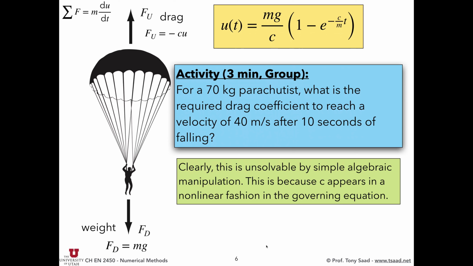Clearly, as most of you have found, this is unsolvable because of the way that c shows up in the equation. We say that c shows up in a nonlinear manner. We couldn't do anything to try to extract c out of this equation, so essentially write c as a function of u and m and g and t. And that's a classic example of a nonlinear equation.